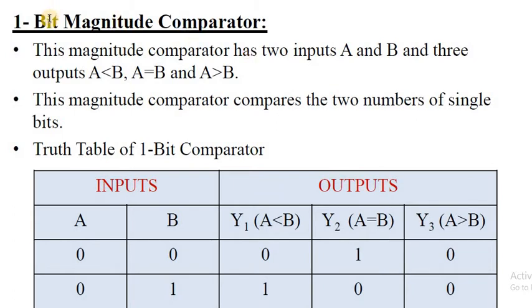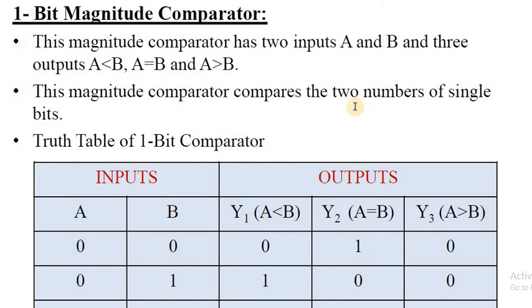Now, what does a 1-bit magnitude comparator mean? Here it compares a single bit, that is 0 and 1. This magnitude comparator has only two inputs, A and B. Comparison occurs between A and B, and there are three outputs: A less than B, A equal to B, and A greater than B. This magnitude comparator compares two single bits.